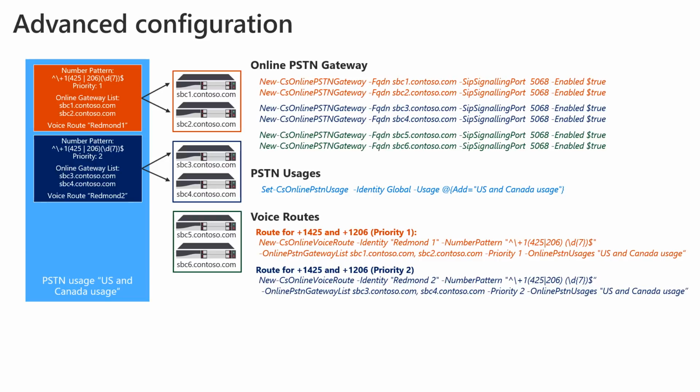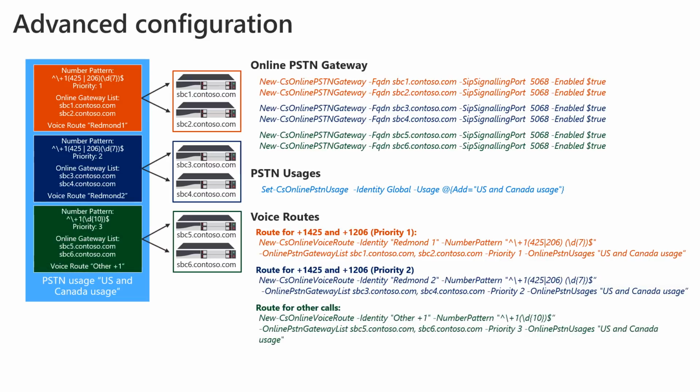Now, even more gateways. The SBC5 and SBC6 are added, and we are adding now another route. And this is really for any other calls. So we call it any other calls that start with +1. So we call it other +1. We provide a number pattern for the +1 calls. We add the gateways SBC5, SBC6, and put it into the same online PSTN usage.